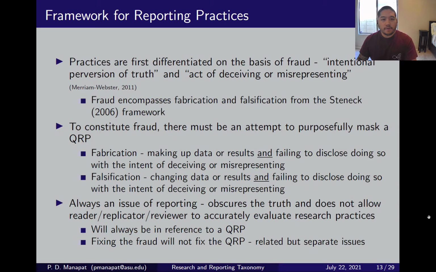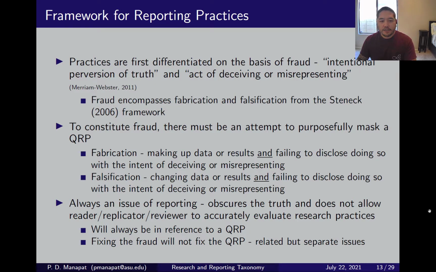Okay, so framework for reporting practices. Practices are first differentiated on the basis of fraud. So this is the intentional perversion of truth and the act of deceiving or misrepresenting. Fraud encompasses fabrication and falsification from the SYNEC framework. So to constitute as fraud, there must be an attempt to purposefully mask a QRP.